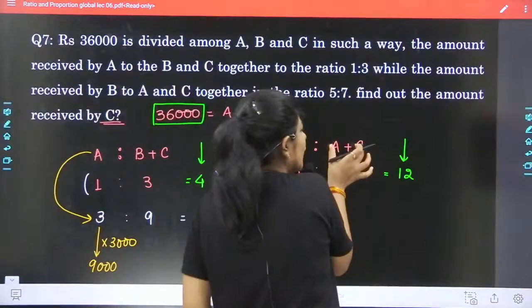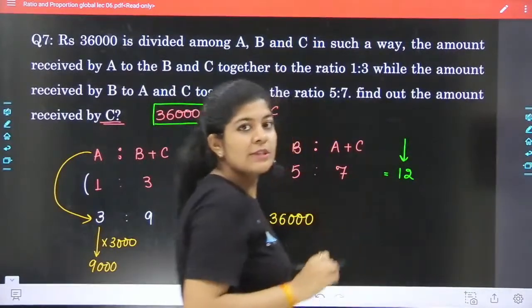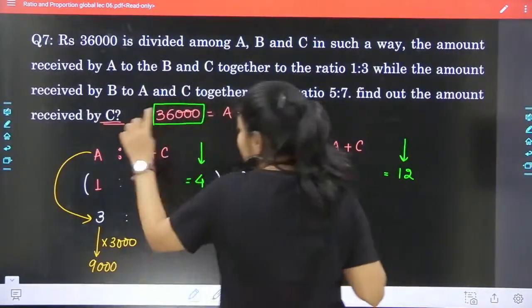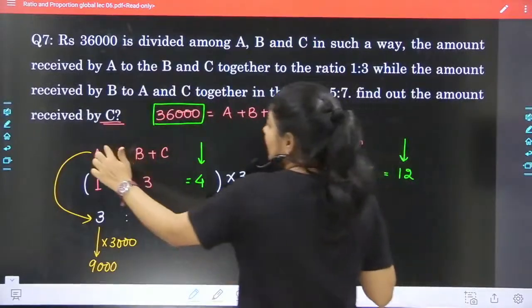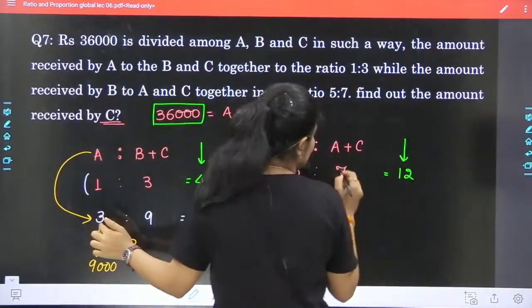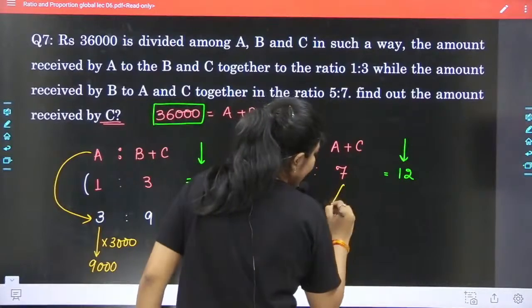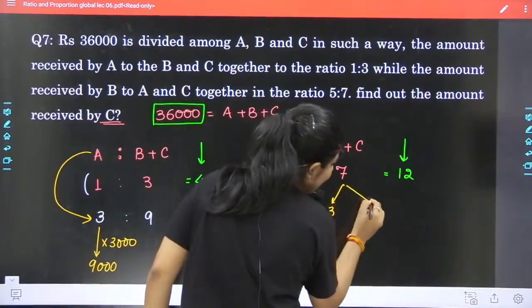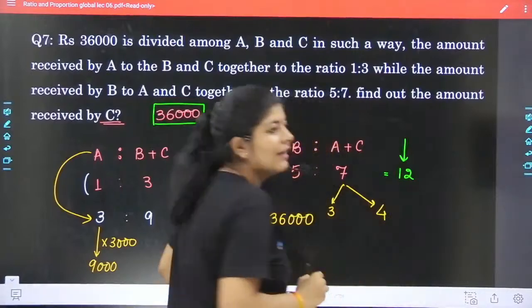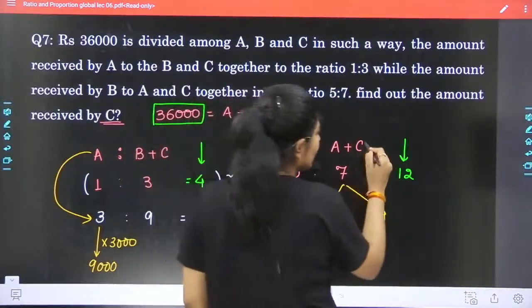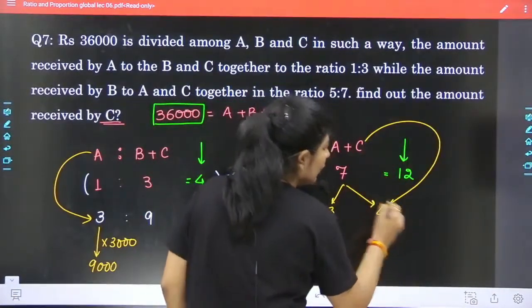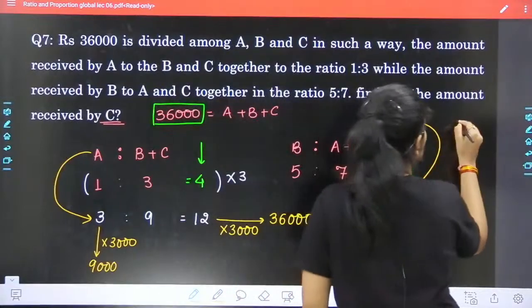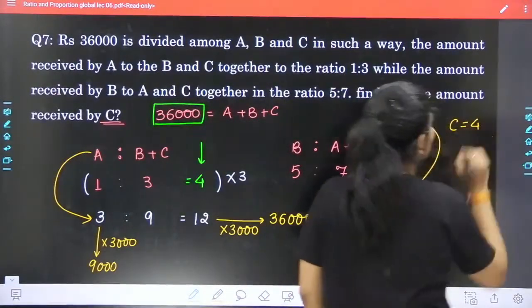Here the value of A plus C is equal to 7. But as per this ratio, we can say that A is equal to 3. That means if from this A is equal to 3, we are left with 4. We are left with 4, that is equal to the value of C. So from this we can say that C is equal to 4.